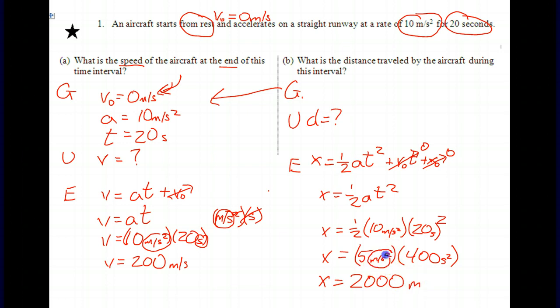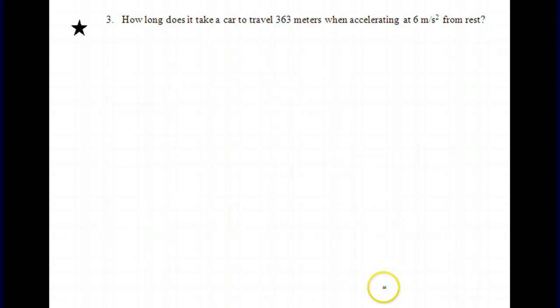So again, if we focus on pulling out your units, that would be meters per second squared on the bottom times second squared over here. And second squared would cancel out second squared, leaving us with meters. So you can see the units for this would be meters. All right, so there is number 1. Let's go look at number 3.